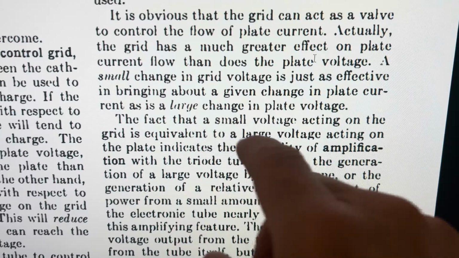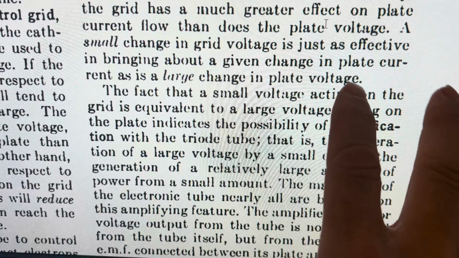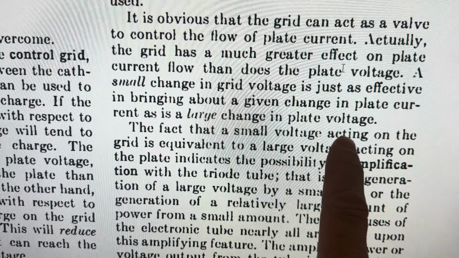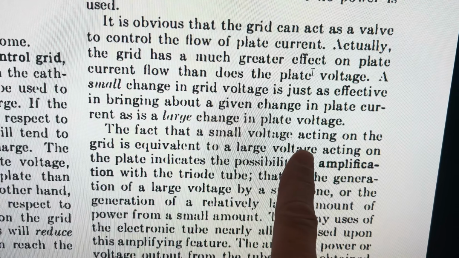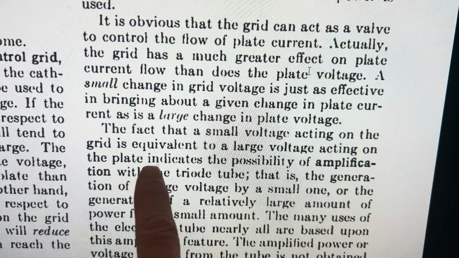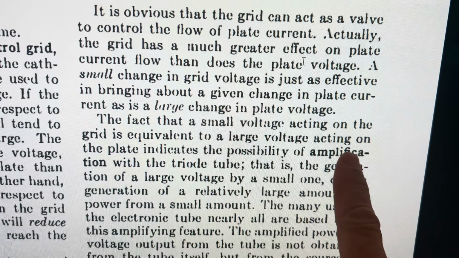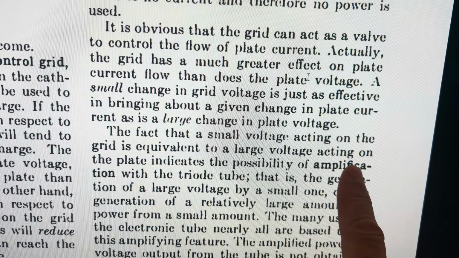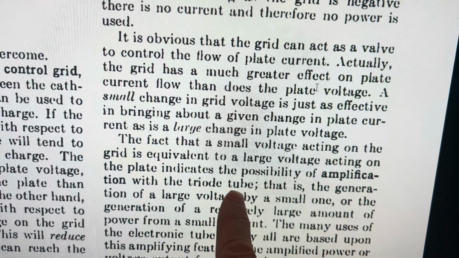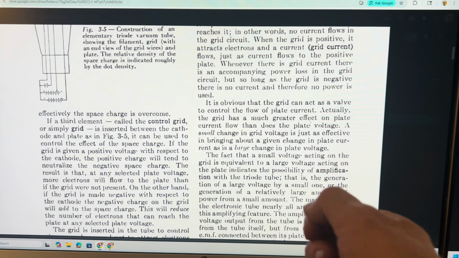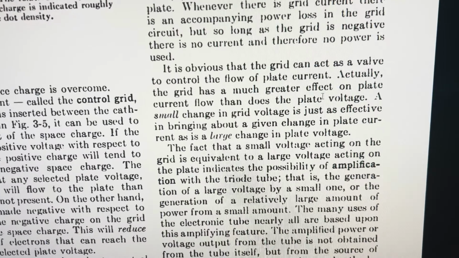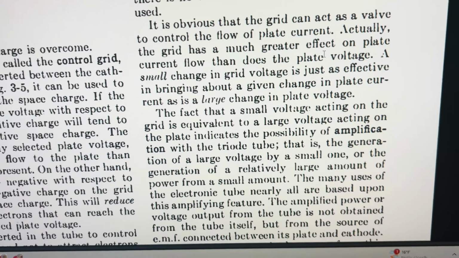So it looks like the key to this, and if I'm wrong, slap me, for amplification, is the fact that a small voltage acting on the grid is equivalent to a large voltage acting on the plate, which indicates the possibility of amplification with the triode tube. That is, generation of a large voltage by a small one. So a small voltage controls a large voltage, or you can control it to really jam out and amplify.